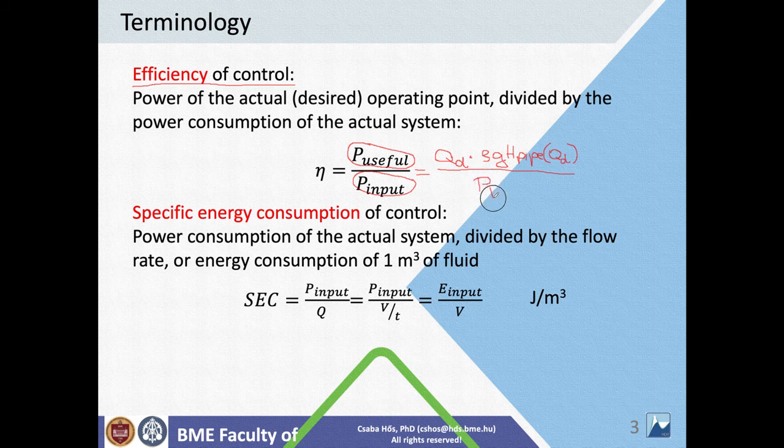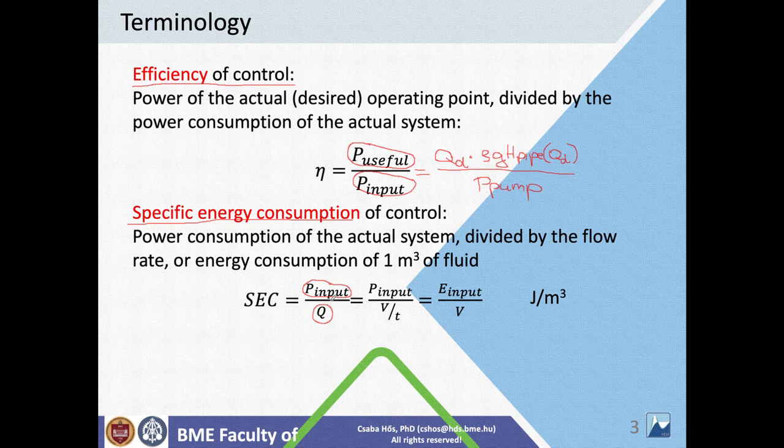You will see in a minute that these two numbers can be pretty much different, but for the time being this is enough. So useful is the desired flow rate times the pressure difference of the pipeline system at this desired flow rate, while the input power is the pump input power. Now there is another quantity called specific energy consumption. This is the pump input power divided by the flow rate.